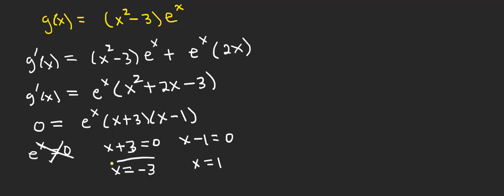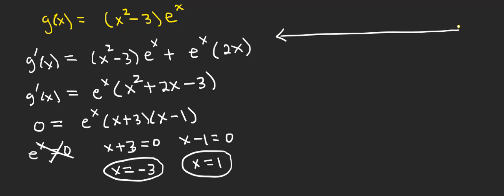So we only have two critical points: x equals negative 3 and x equals 1. So we're going to come up with the f prime chart. We're going to put negative 3 and 1. Now, this is the same thing as g prime of x. And I want to use this because this is already in factored form.